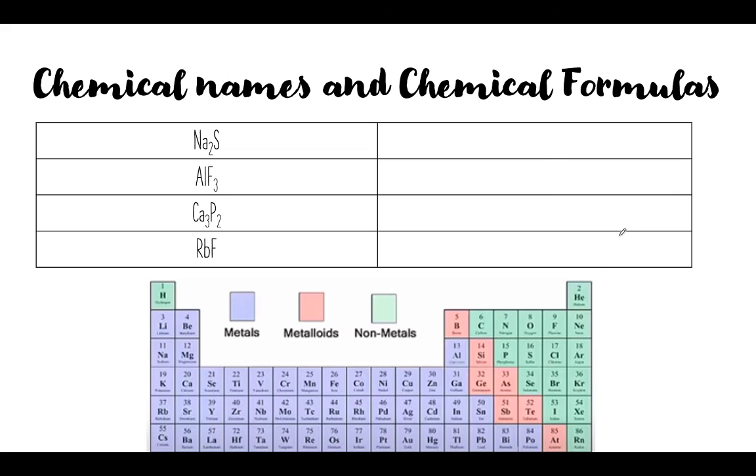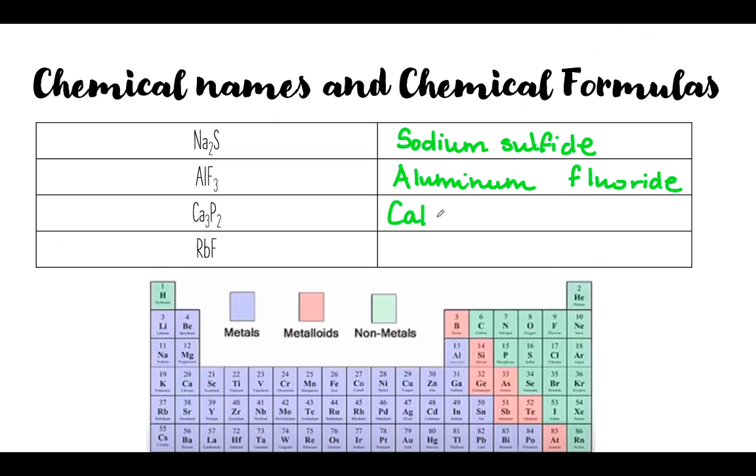Let's look at naming these chemical formulas that are already given to me. This is a little bit easier. So Na2S is sodium sulfide. AlF3 is aluminum fluoride. Ca3P2 is calcium phosphide. RbF is rubidium fluoride.